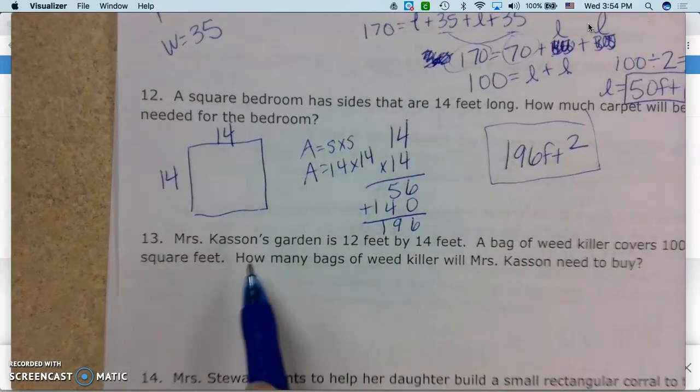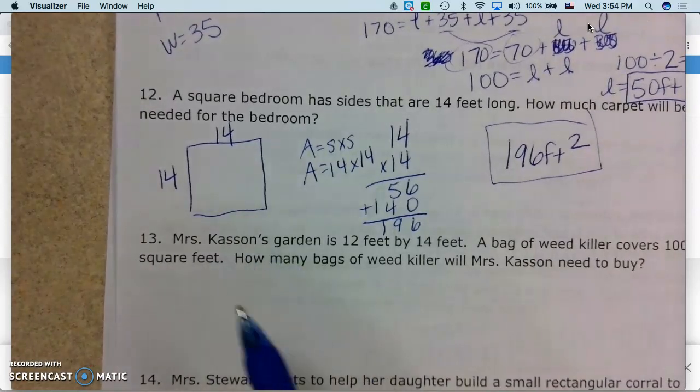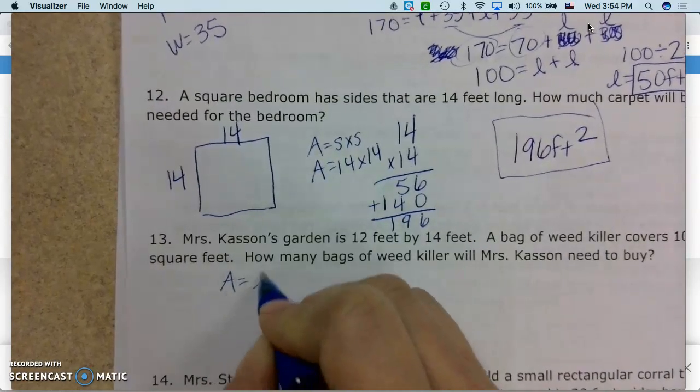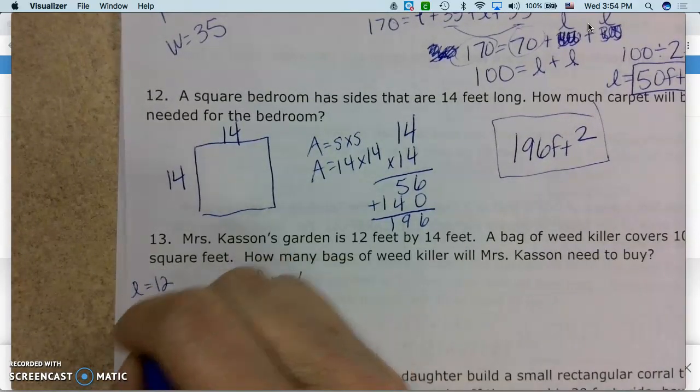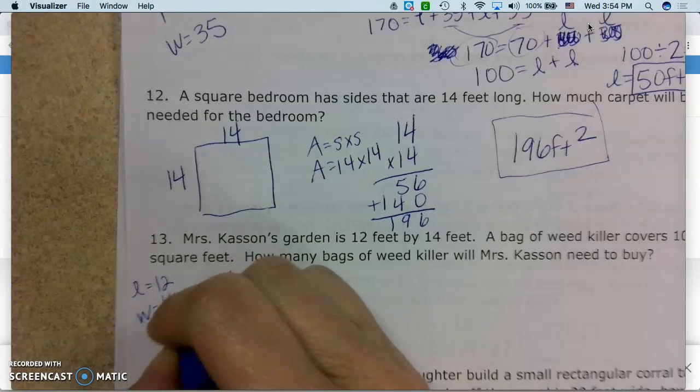All right, so think about where weed killer would go. It would go over the entire yard, so that would be area. So I can say that length is 12 and width is 14. This may cut me off. We'll see.